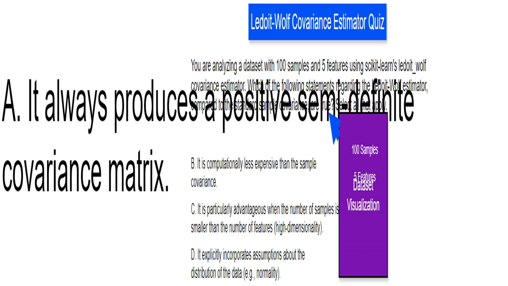This statement is about a critical property of a covariance matrix, called positive semi-definiteness. This is a mathematical condition that ensures that the covariance matrix is well behaved. Ledoit-Wolf guarantees this positive semi-definite property. This is important because it makes the method more robust and reliable.